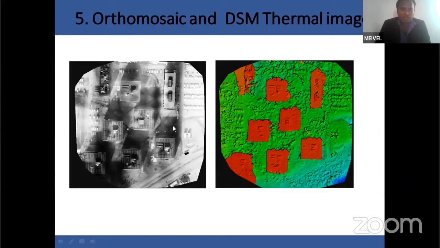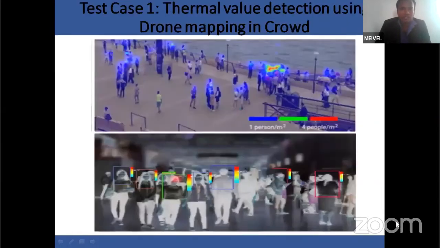So this is the final mapping value. This is the orthomosaic image, the drone mapping image, and also the DSM thermal map. This red color shows the building option. So buildings have this color. There is other remaining space of the hospital, so this covers some crowd option. Drone mapping has covered this option, so we can easily find out where the maximum temperature is shown.